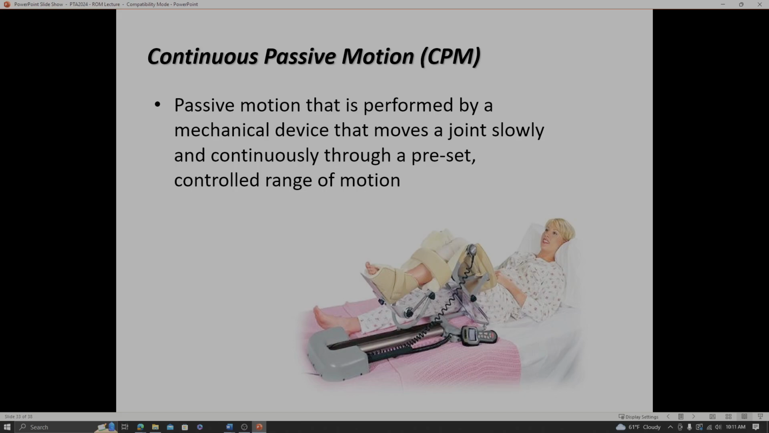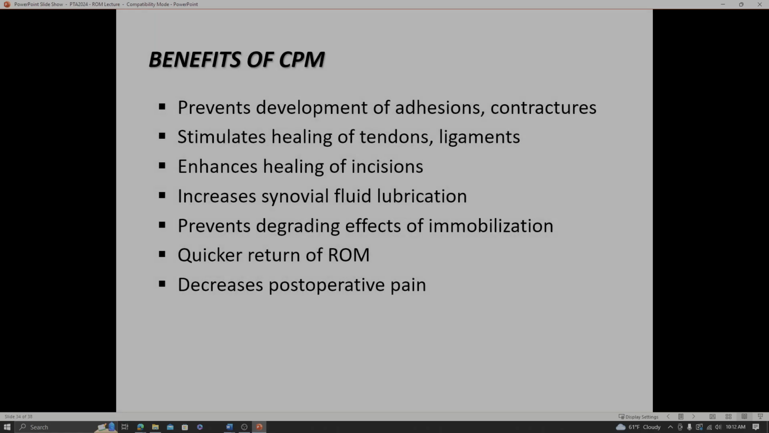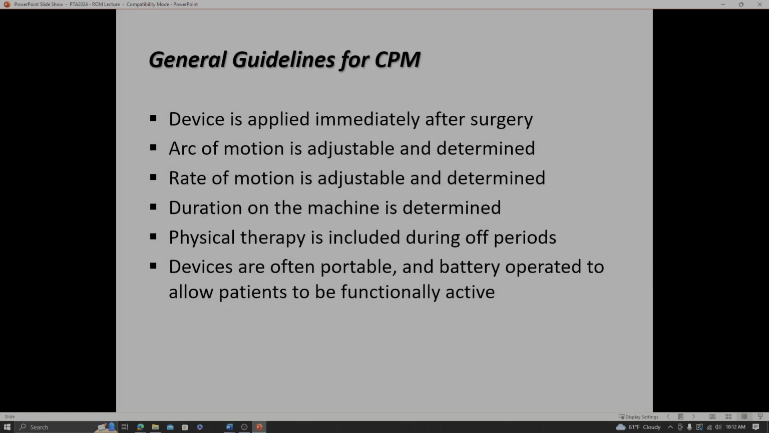Continuous passive range of motion is a mechanized form, a mechanical device. You can see it here. It's a big old machine that's going to perform passive motion at a joint slowly and continuously through a preset or controlled range of motion. So the cool thing is it keeps the joint moving and can help defend against adhesions and contractures, stimulates healing of tendons. So all the good things basically of passive range of motion, pretty much all the stuff that we talked about in terms of benefit of passive range of motion.